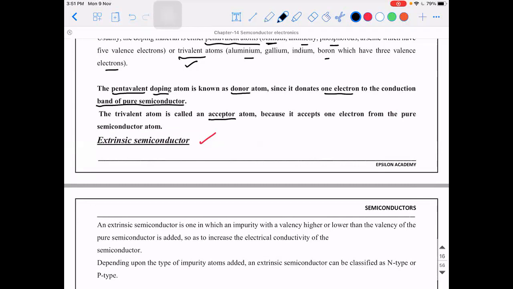Based on this, you will understand what an extrinsic semiconductor is. So with this, I hope you are clear about what doping is, and what kind of materials are chosen for doping to generate excess electrons and excess holes. Are you all clear?